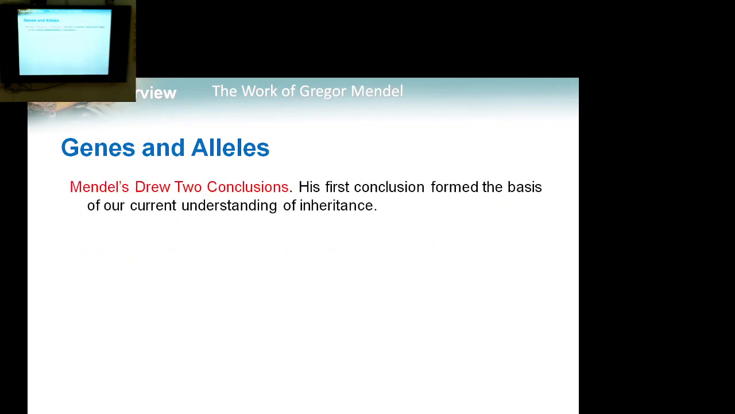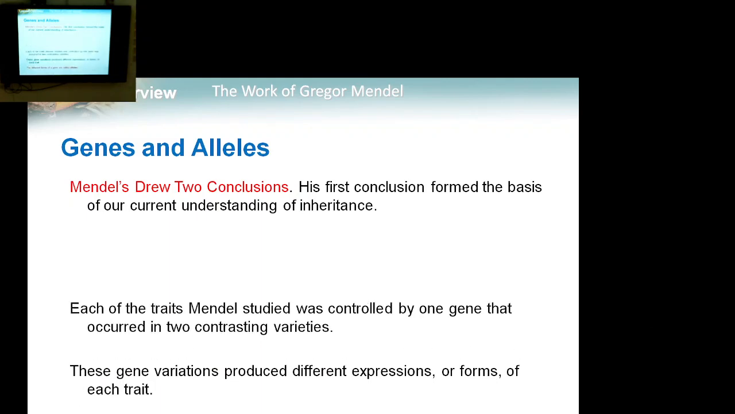Mendel drew 2 conclusions. Okay? After the end of his experiment, he drew 2 conclusions. His first conclusion formed the basis of our current understanding of inheritance: each of the traits Mendel studied was controlled by 1 gene that occurred in 2 contrasting varieties, and these gene variations produced different expressions or forms of each trait.